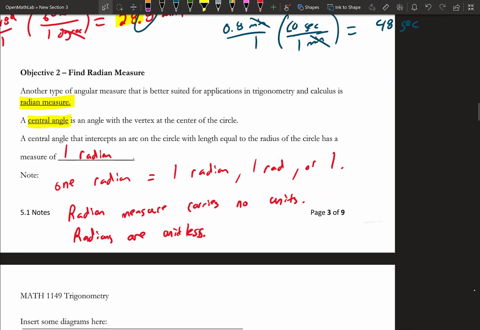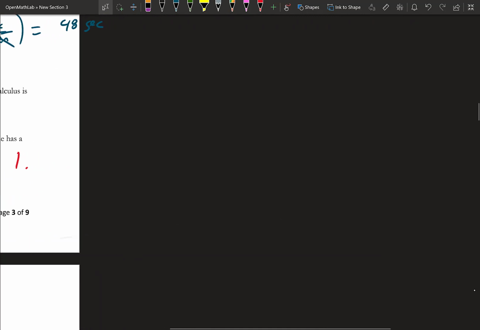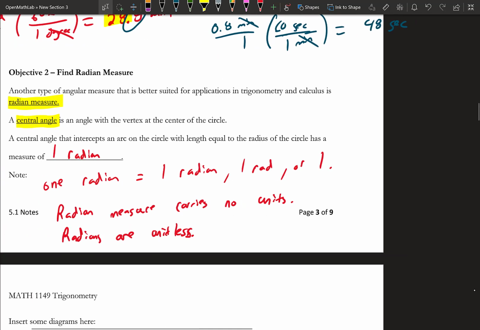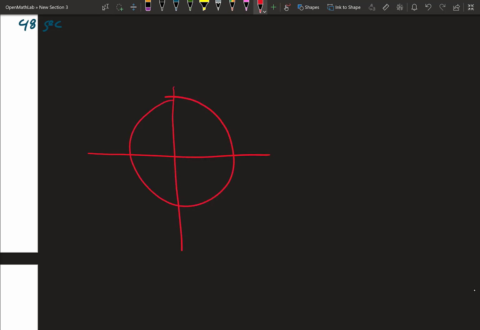All right, let's try to break this up. A central angle is an angle with the vertex at the center of a circle. Essentially, if I have this circle on the xy axis, and an angle in standard position that's inside this circle, and this is theta, then this would be a central angle. That's what that was trying to describe.